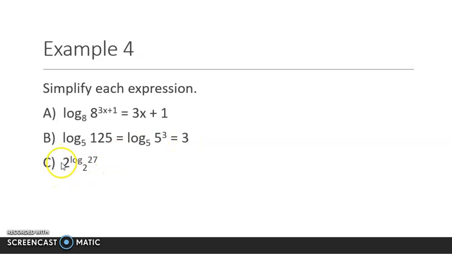Now in part C, notice this base of our exponent is the same as the base on our logarithm. So they will cancel each other out, and you just get 27 for that one. Okay, so this equals 27.